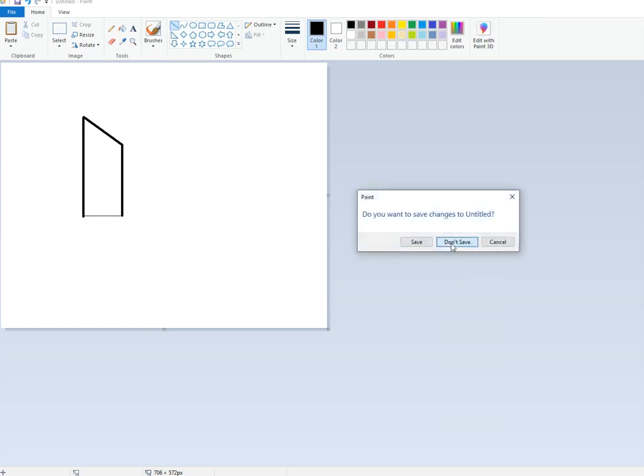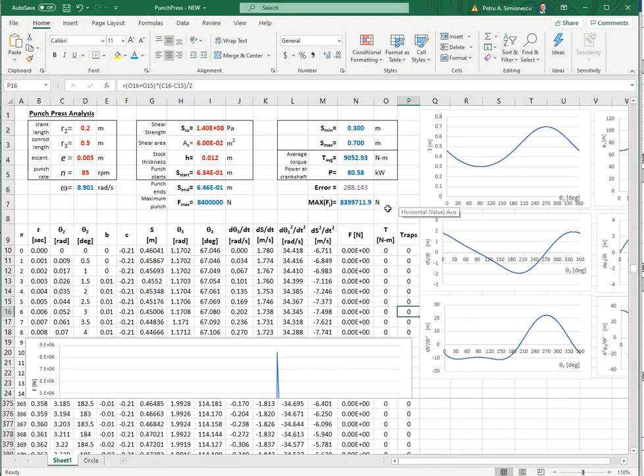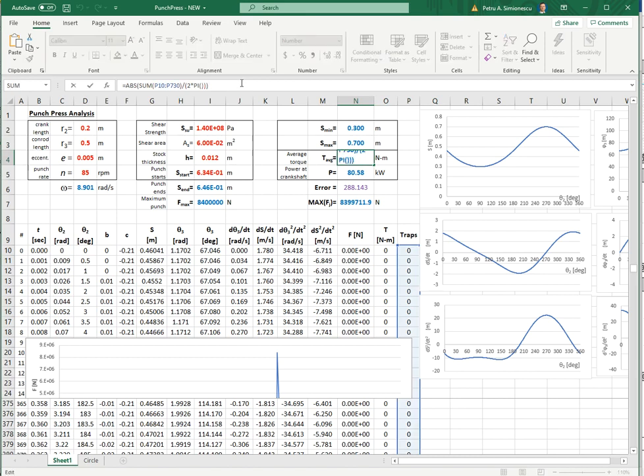I'm not saving. Less when the punch occurs. That's what was in yellow. I could find it, and then what? I'm adding them, and you see here the sum of trapezoids divided by 2 pi, that's the length of the cycle, gives me the average torque. And I use the average torque to calculate the required power in kilowatts.